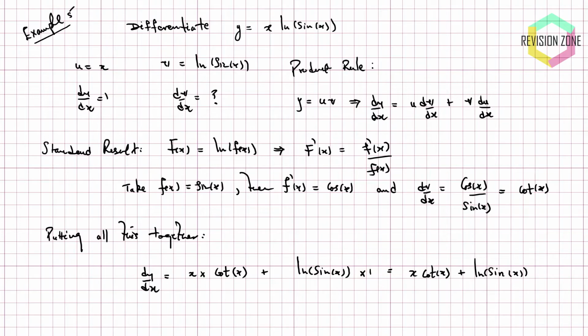So we need u dv by dx, which is u times v prime, which is x times cot x, which we have there. And then we need v times du by dx, which is just log sine x times 1, which is what we have there, log sine x times 1. And of course, there isn't really anything you can do here. This is as simple as it's going to get. So we just basically write that down. So it's a fairly straightforward example.